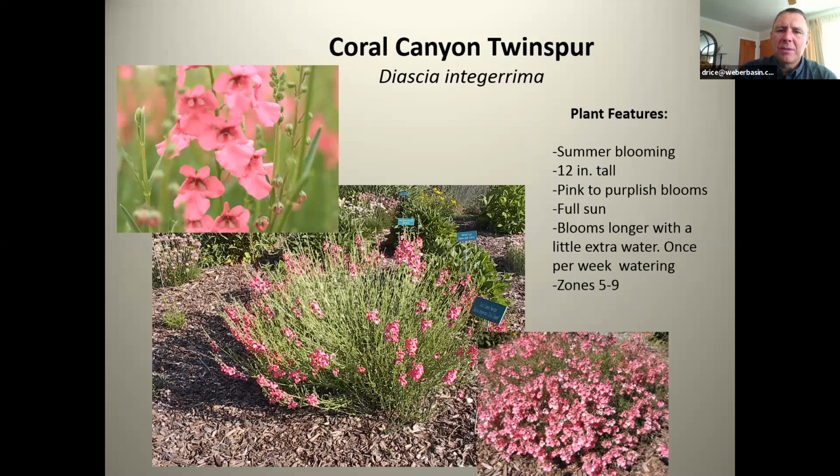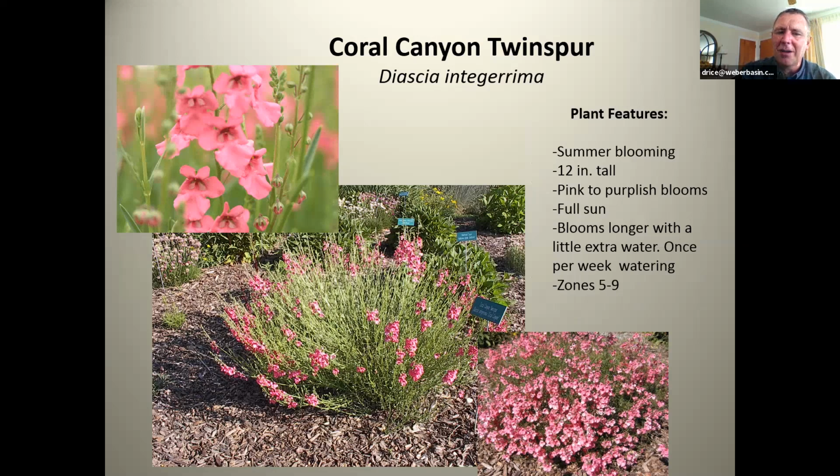Coral Canyon Twin Spur. This is a summer bloomer. As I mentioned, we're still in summer. 12 inches tall, pink to purplish bloom. Kind of a coral, I should have said. It's called Coral Canyon because the bloom color is actually more of a coral color instead of pink. I mean, it's all kind of the same. Blooms longer with a little extra water, once a week watering. And this will continue to bloom all summer long.